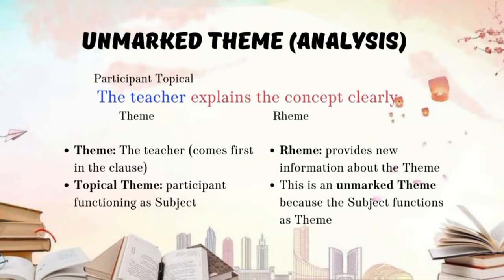Let us look at this example. The teacher explains the concept clearly. In this clause, the teacher functions as the theme because it appears at the beginning of the clause. It is also the topical theme, specifically a participant, because it represents the main actor in the clause. The rest of the clause, explains the concept clearly, functions as the rheme because it provides new information about the theme. This is called an unmarked theme because the subject of the clause also functions as the theme.